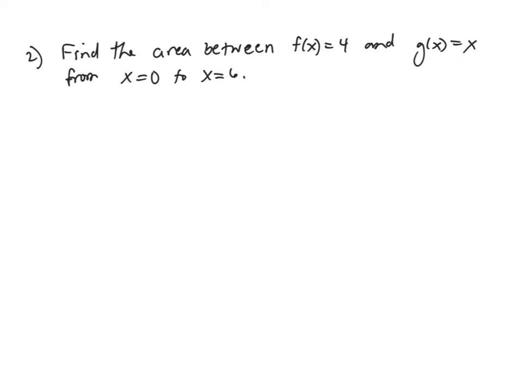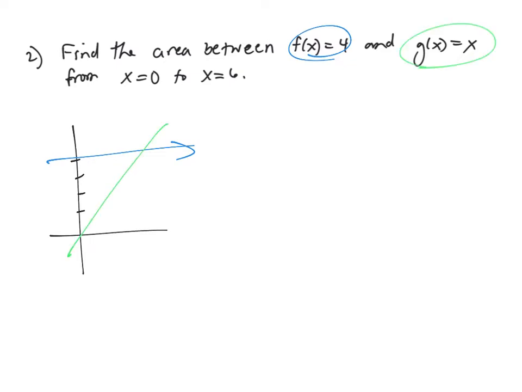Let's work it out. This is a pretty easy one in terms of the function. I've got y equals 4, or f of x equals 4, as my first curve that I'm given, and I'm giving myself a quick sketch of that. And then I've got y equals x, or g of x equals x. The blue one's on the top, so I'm going to do area equals integral of top minus bottom, which is 4 minus x.